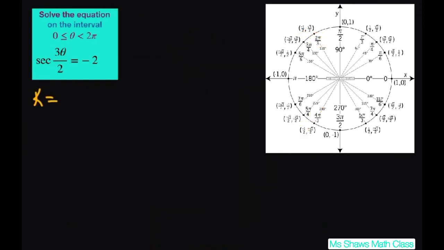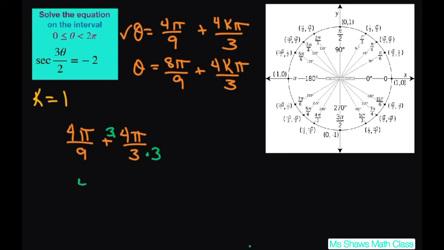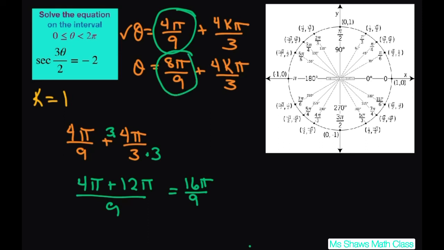So basically what we had was theta equals 4 pi divided by 9 plus 4k pi divided by 3, and theta equals 8 pi divided by 9 plus 4k pi divided by 3. So when k is 1, for this one, you're going to get 4 pi divided by 9 plus 4 pi divided by 3. We need a common denominator, so multiply this by 3, this by 3. And you get 4 pi plus 12 pi divided by 9. That gives you 16 pi divided by 9. So now we have 3 solutions.